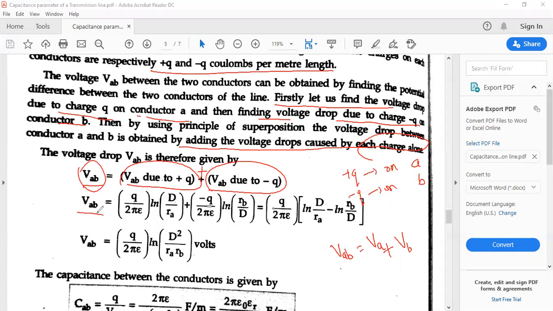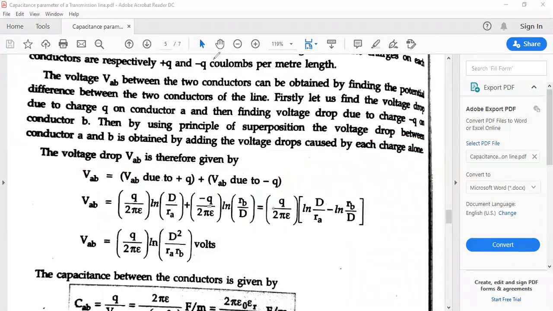VAB equals Q divided by 2 pi epsilon ln of D by RA, and for the negative charge, minus Q divided by 2 pi epsilon ln of RB divided by D. Taking out the common factor Q divided by 2 pi epsilon, ln of D divided by RA minus ln of RB divided by D. So at the end, you get the voltage drop across the two conductors, VAB, given as Q divided by 2 pi epsilon ln of D squared divided by RA times RB.